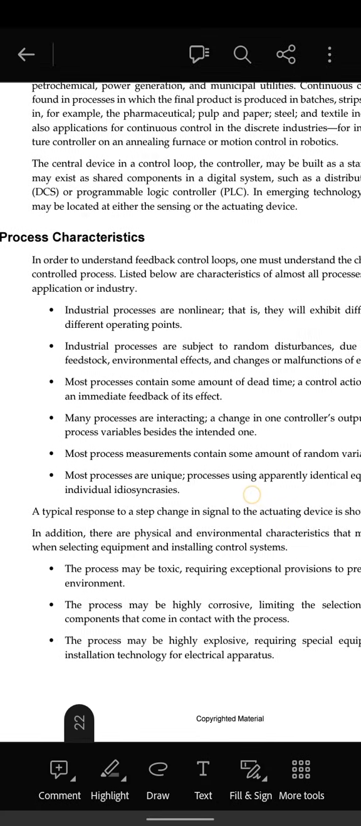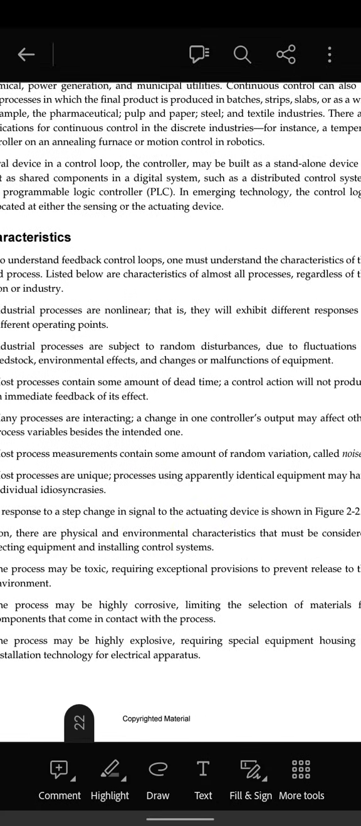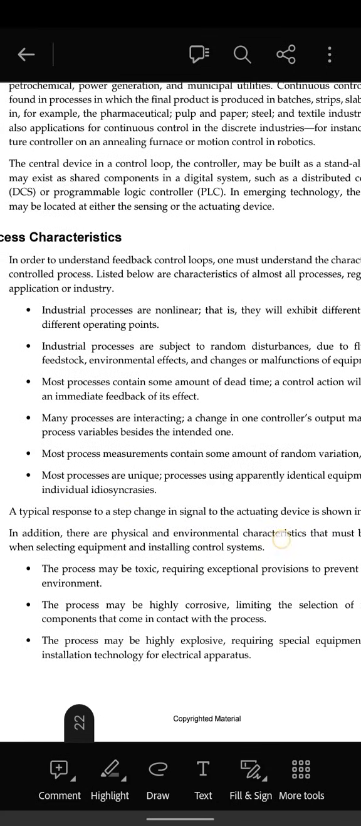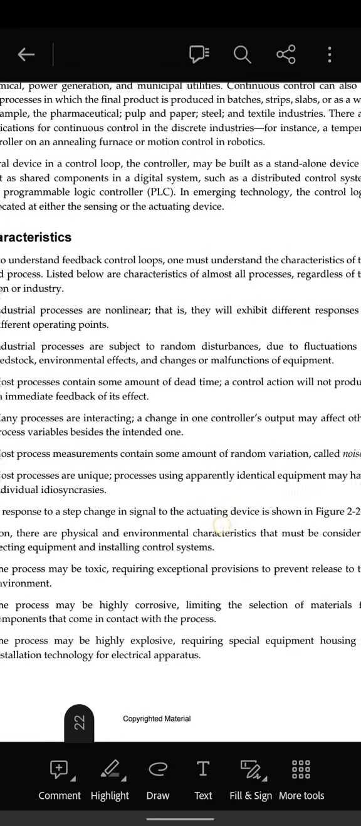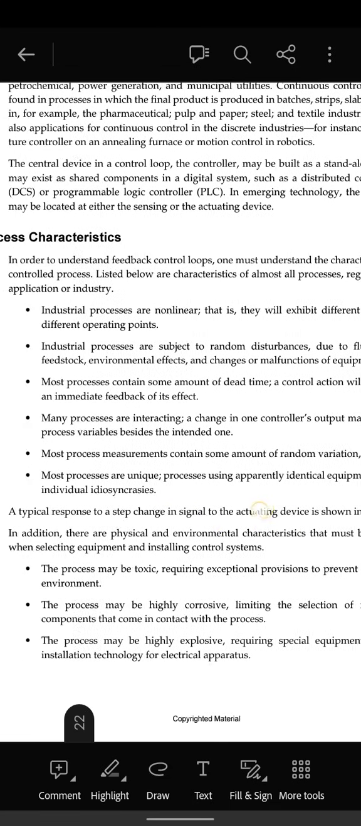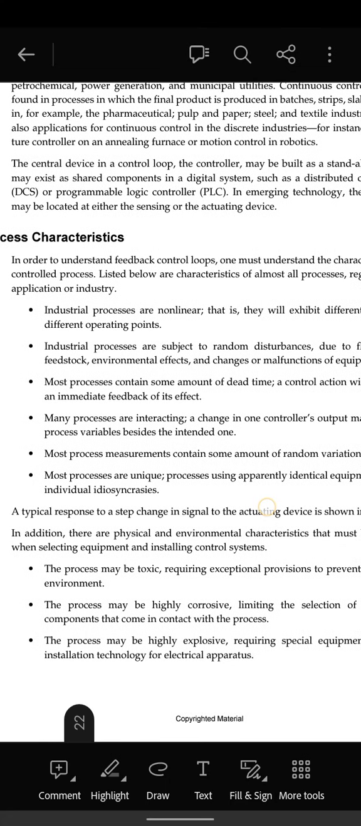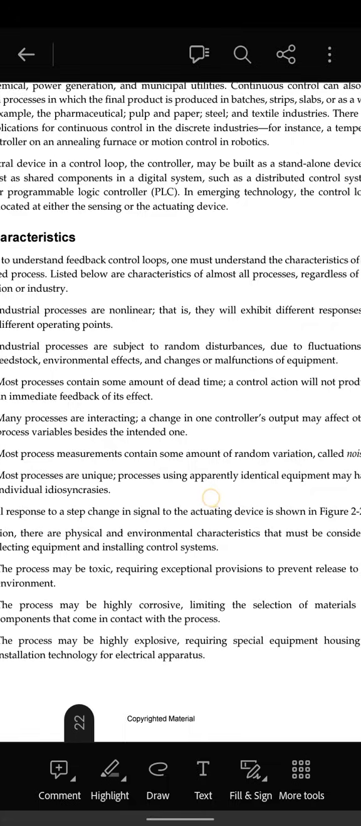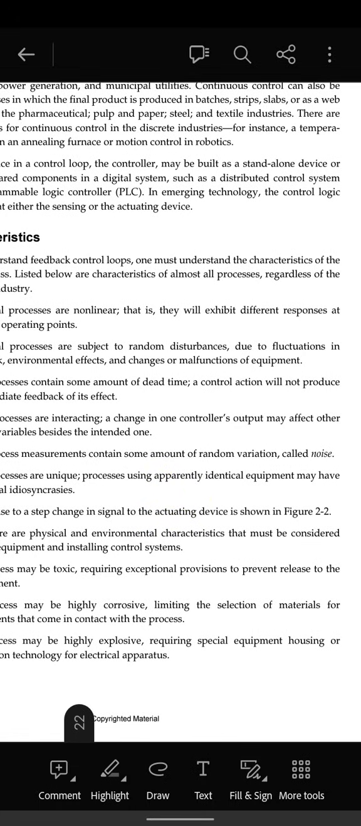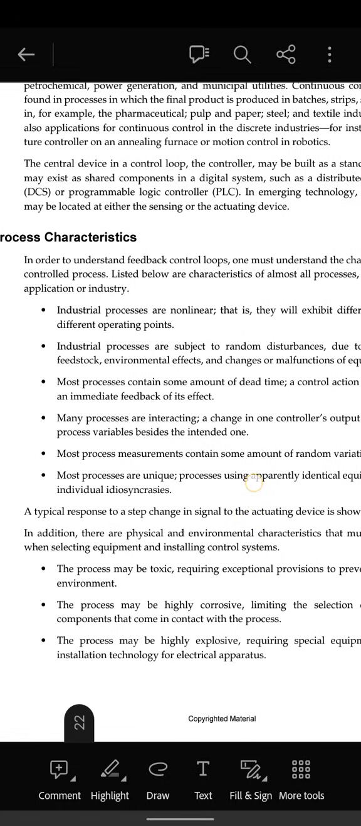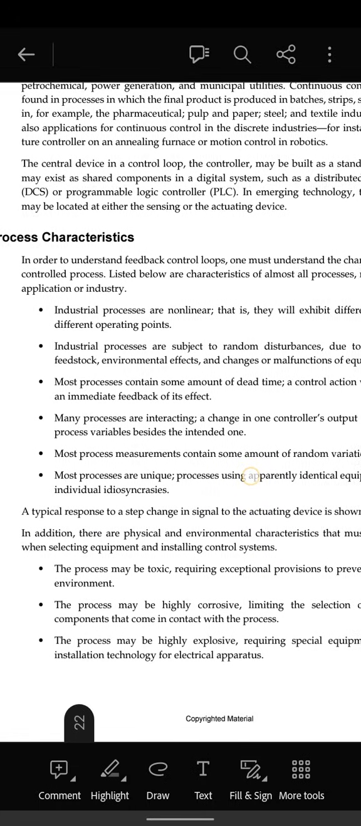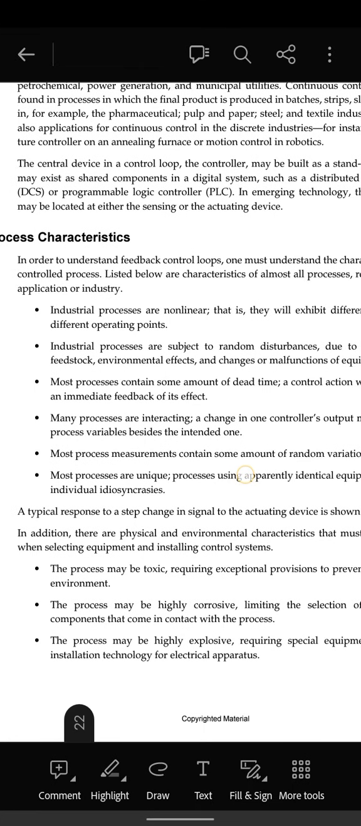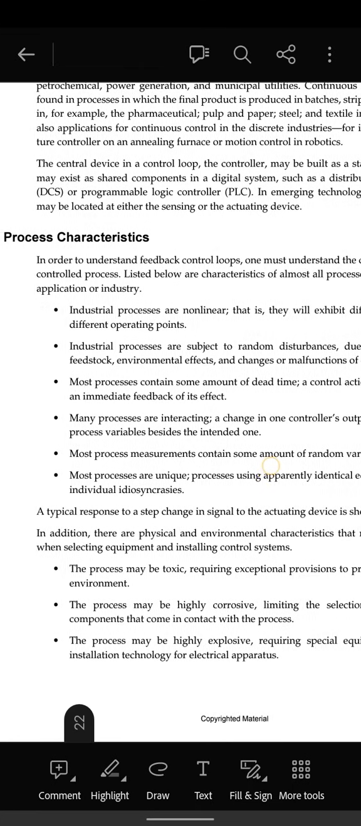The control device in the control loop. The controller may be built as a stand-alone device or may exist as a shared component in a digital system such as a distributed control system (DCS) or programmable logic controller (PLC). In emerging technology, the control logic may be located at either the sensing or the actuating devices.